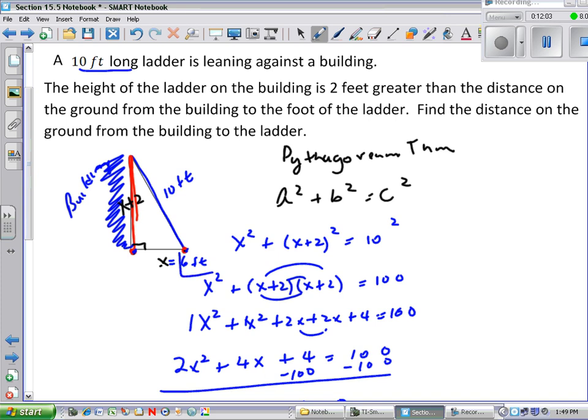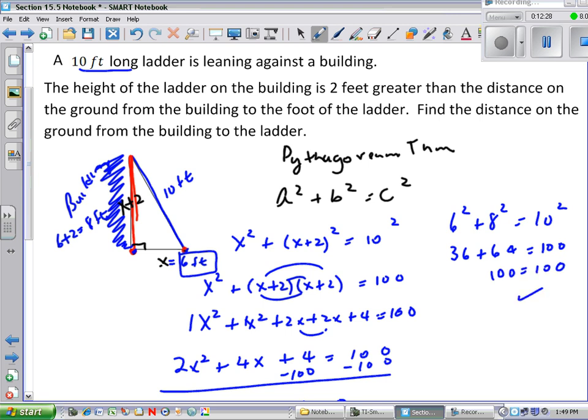If this one is 6, then 6 plus 2 would give us 8. This one would be 8 feet, 6 feet, 8 feet, and 10 feet. Let's check and see if that works. 6 squared plus 8 squared is equal to 10 squared. Would give us 36 plus 64 equals 100, or 100 is equal to 100. It does check, so we know we have it correct. But the answer to this, the distance on the ground from the building to the ladder, is your 6 feet.